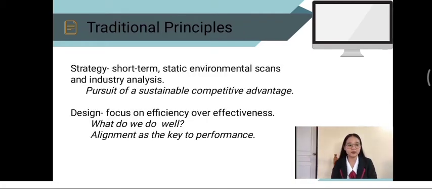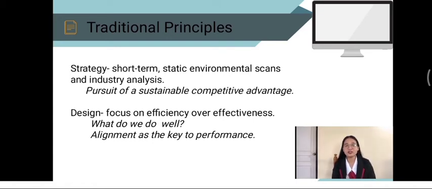For the traditional principles, we have the strategy, wherein there are short-term and static environmental scans and industry analysis. This is where the pursuit of a sustainable competitive advantage takes place. The stability assumption first shows up in the way organizations formulate strategy. As a result, strategies are formulated, budgets and goals are set, and any successful competitive advantage is expected to last.